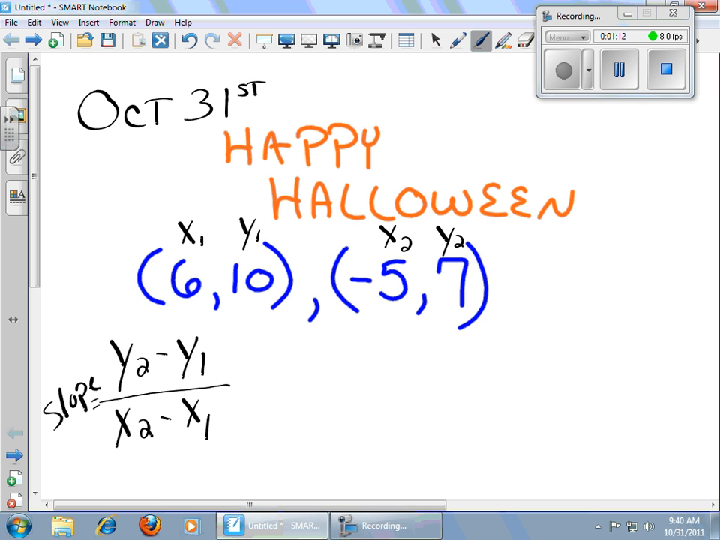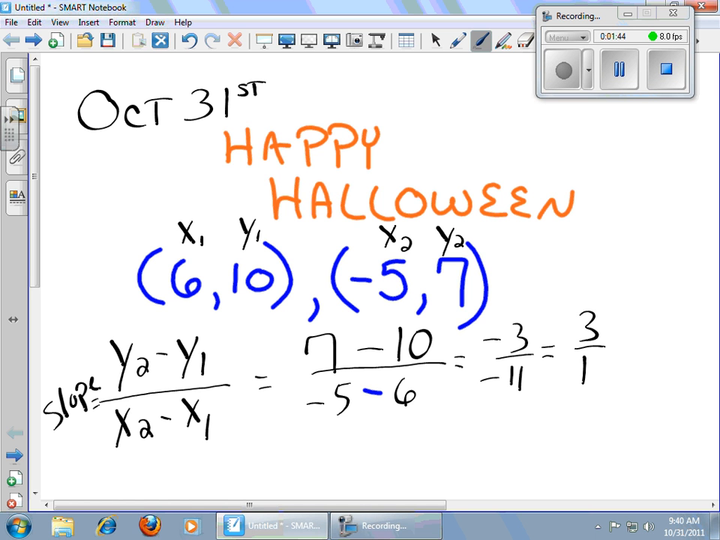All right, I am going to subtract my y's. Remember, it doesn't matter which one we start with. Since I wrote y sub 2 minus y sub 1, I will write my y sub 2 number first and subtract my y sub 1 number from it. I will write my x sub 2 number, it's just a -5, and then I will subtract my x sub 1 number. I'll do some subtraction and I will get -3 on top. Downstairs I will get -11. My best answer will be 3/11.